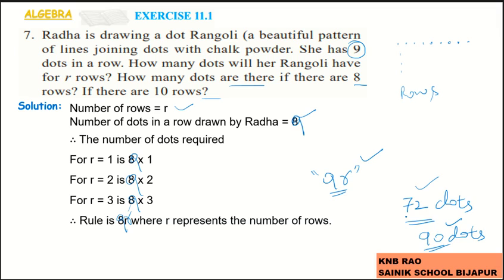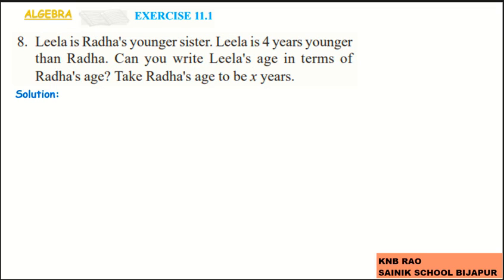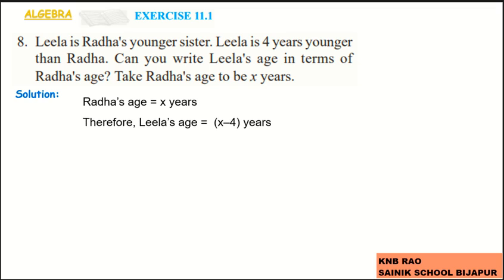Then coming to question number 8. In question number 8, Leela is Radha's younger sister. Leela is 4 years younger than Radha. Can you write Leela's age in terms of Radha's age? Take Radha's age to be x years. Here Radha's age is x years. Therefore, Leela's age is x minus 4 years, because Leela is 4 years younger than Radha, and the word younger means less.